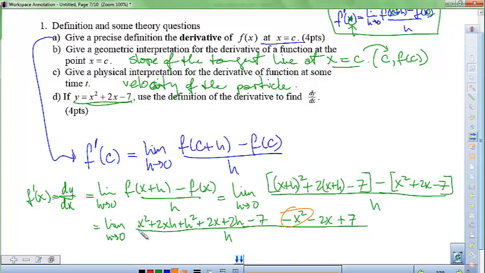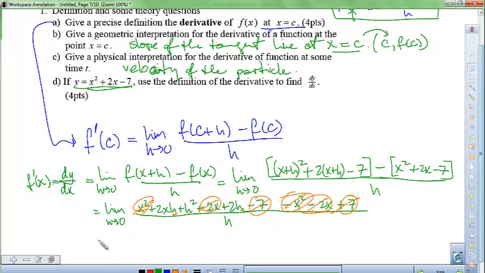Now let's see things go away, like the negative x squared and the positive x squared. A negative 2x and a positive 2x. And a positive 7 and a negative 7. So what we have left has h's in them. So I'll do this in 2 steps. First, we'll factor out the h from the numerator because every single one has an h. So we got 2x plus h plus 2 after getting the h, and then now the h's cancel.